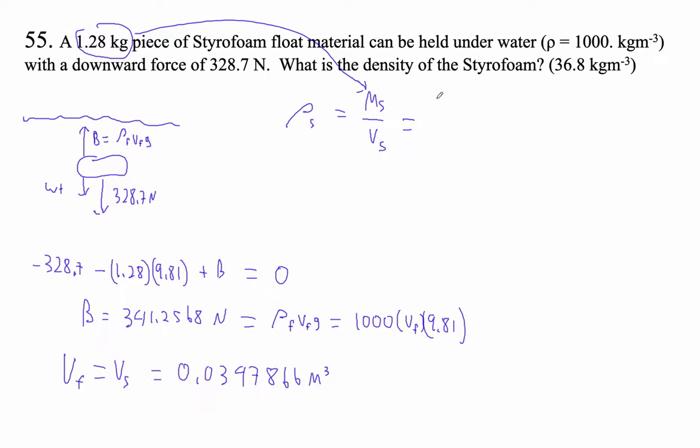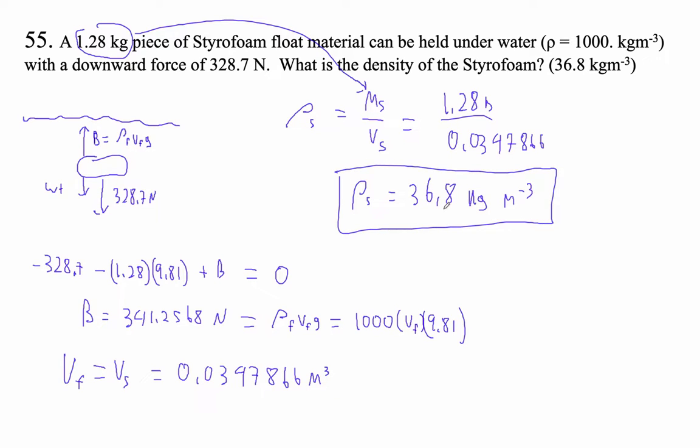So now we're set. We can just plug this in. Our density of the styrofoam is its mass divided by its volume, which we figured out from the buoyant force. So that's 1.28 divided by 0.0347866, the number I just got on my calculator. I'm getting that its density is 36.8 kilograms per cubic meter.